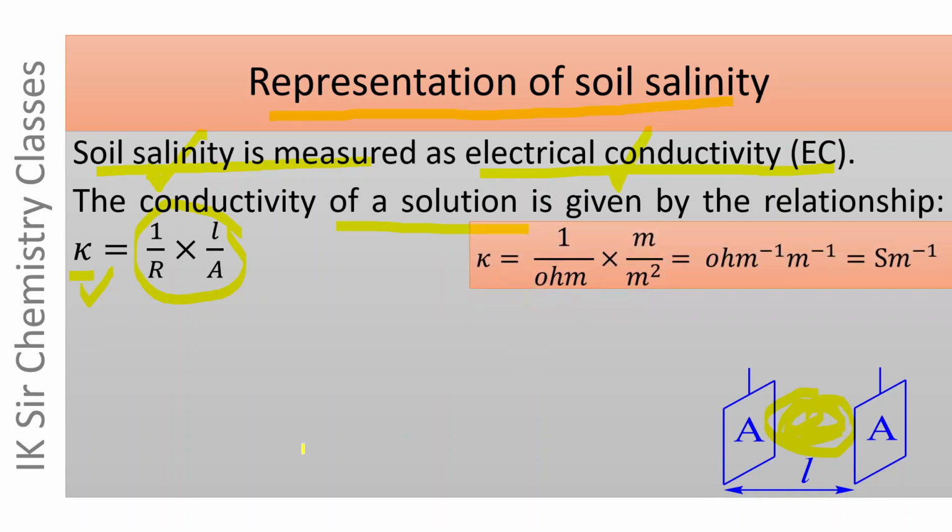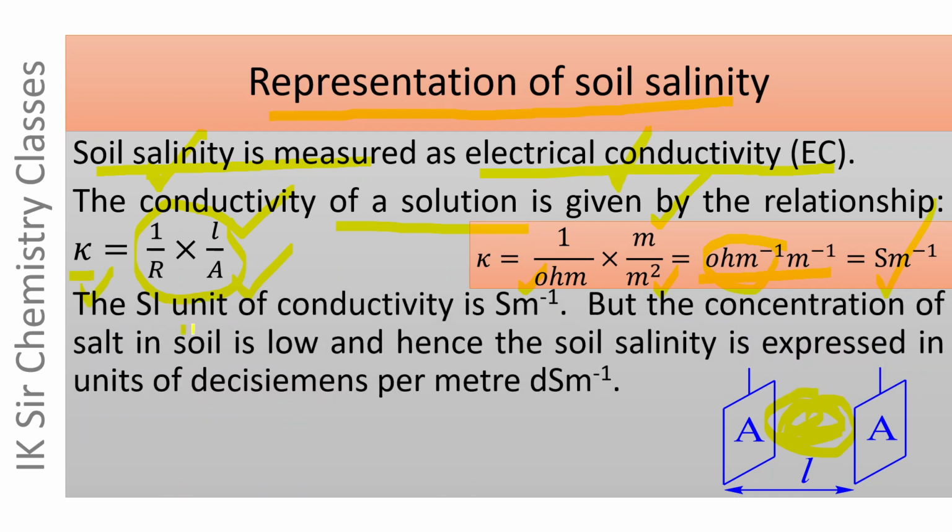Let us see what is the unit of conductivity, that is kappa. Kappa is equal to 1 by R. The unit of resistance is ohm. The unit of length is meter and the unit of area is meter square. On solving it, we get the unit of kappa as ohm inverse meter inverse, and ohm inverse is also known as Siemens. Thus, the unit of conductivity is Siemens per meter. The SI unit of conductivity is Siemens per meter.